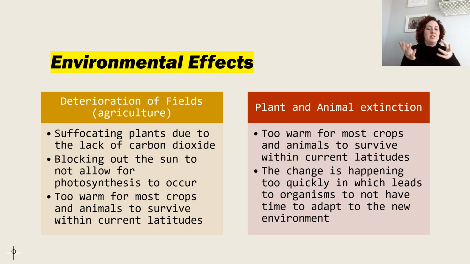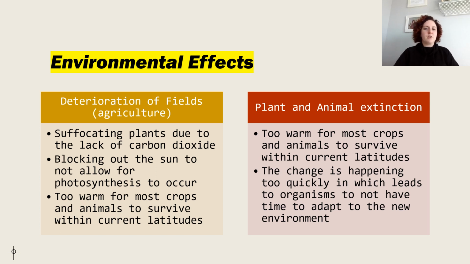So animals then maybe eat off different plants that weren't normally being eaten beforehand because other crops and plants that they would normally eat are no longer readily available to them. Again, just this giant chain domino effect sort of a thing. Plant and animal extinction also comes with this.